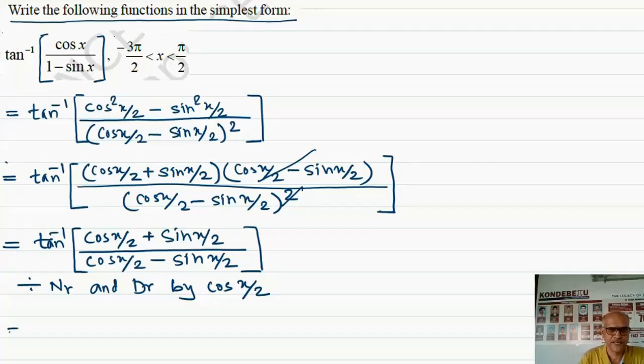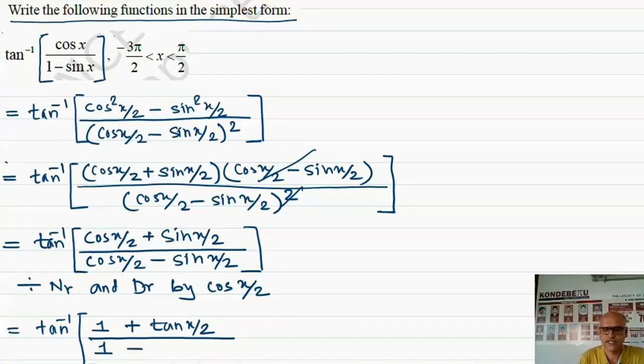So now if I divide inside the tan inverse bracket, first, cos x by 2 gets cancelled, you will have 1 plus. If you divide the second term, sin by cos will be tan x by 2, divided by, if you divide the denominator, cos x by 2 gets cancelled, 1 minus, and here it will be sin by cos, tan x by 2, bracket complete.